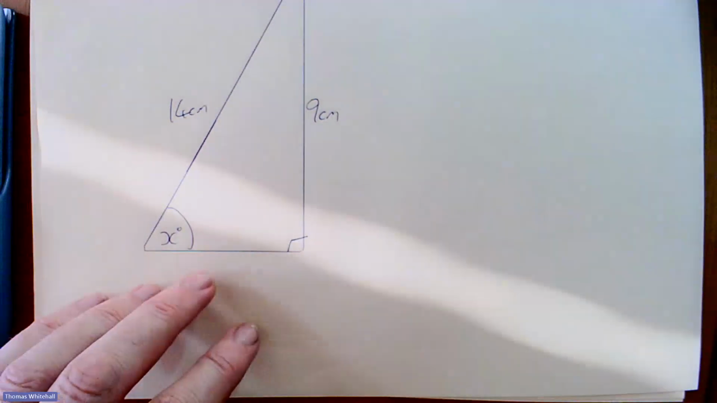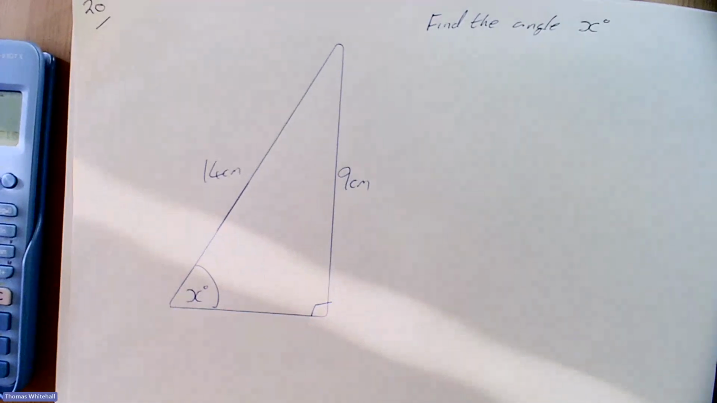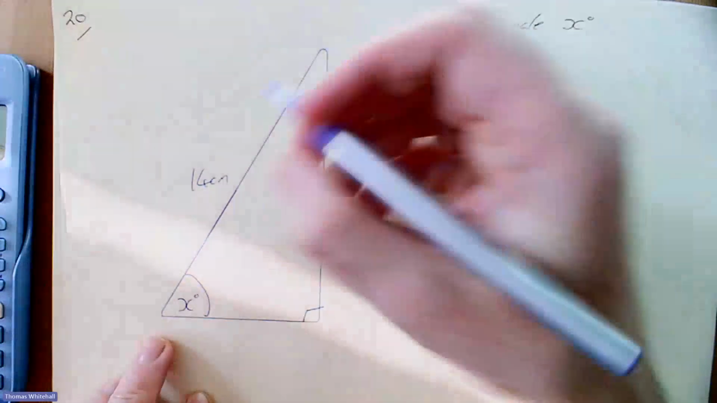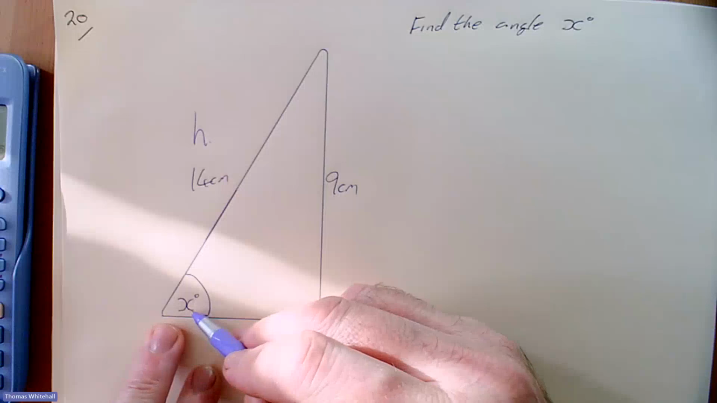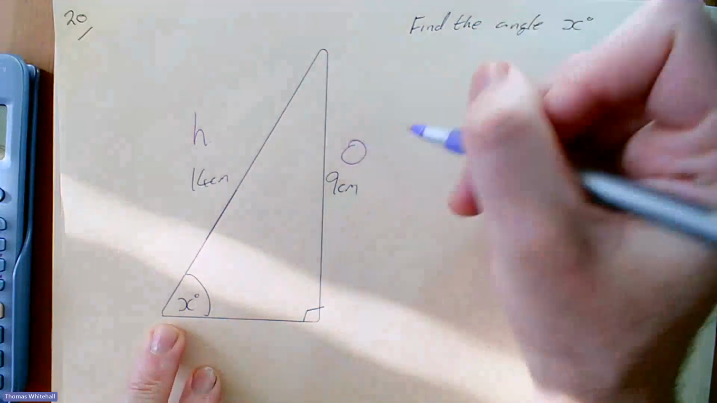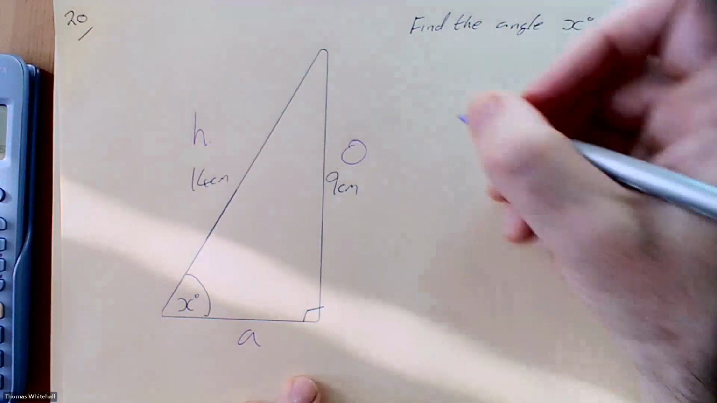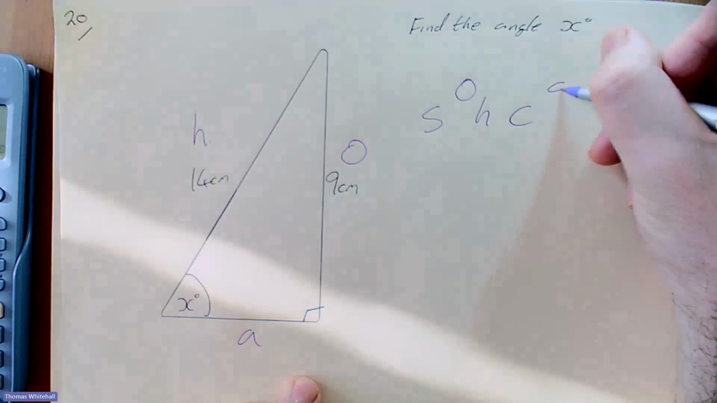So back to our start point. This time, find the angle x, and we've got different sides. So longest side, hypotenuse. This is our included angle, which means this is the opposite, and that means that this must be the adjacent. Okay. So now we need to choose which rule we're going to use. So back to SOHCAHTOA.